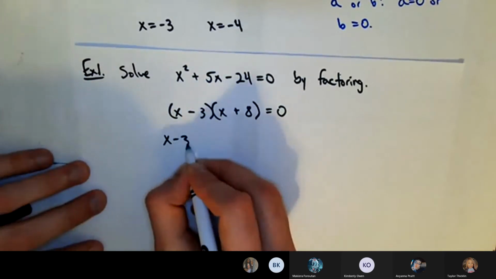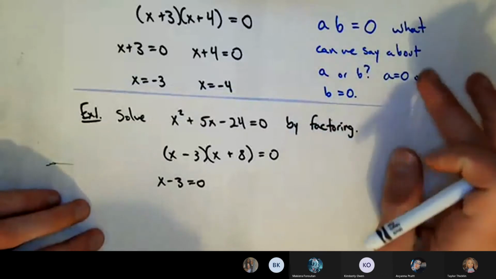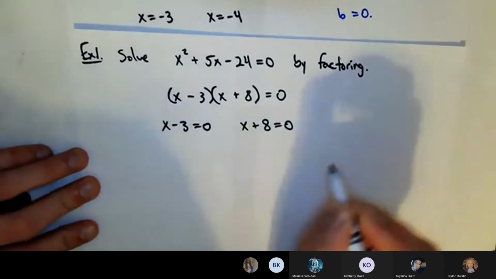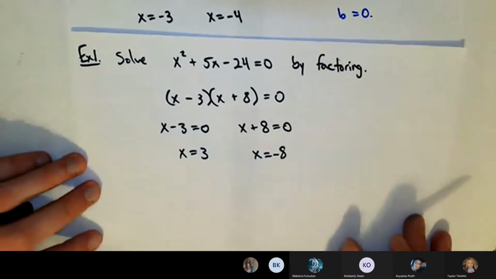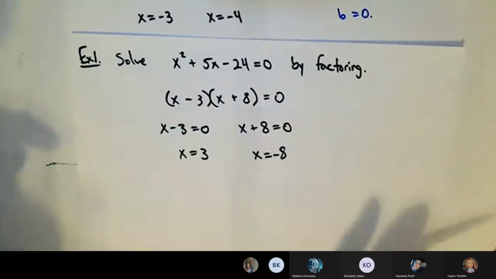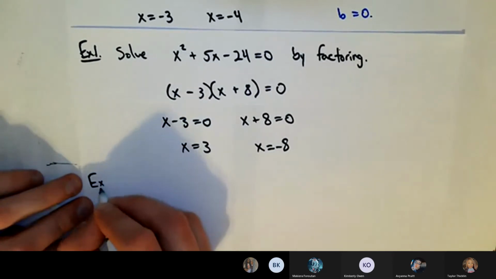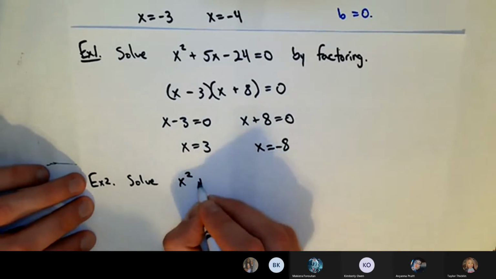Now I can use that 0 product property, which I wrote back here in blue. That's called the 0 product property. Setting each of these equal to 0 independently, I get the two values that you can plug into this equation to yield 0. Okay. How about this?